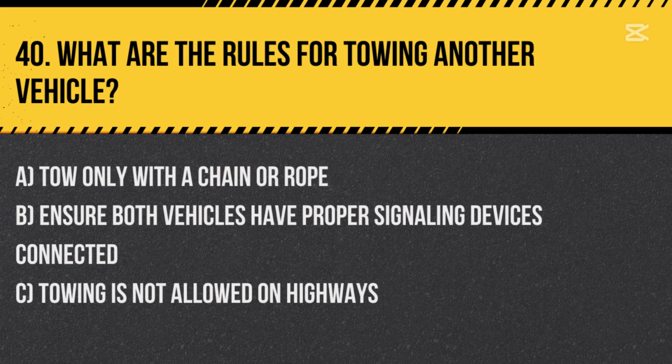Question 40. What are the rules for towing another vehicle? A. Tow only with a chain or rope. B. Ensure both vehicles have proper signaling devices connected. C. Towing is not allowed on highways. Answer: B. Ensure both vehicles have proper signaling devices connected. This is necessary for safety to ensure that signals are communicated between the towed and towing vehicle.